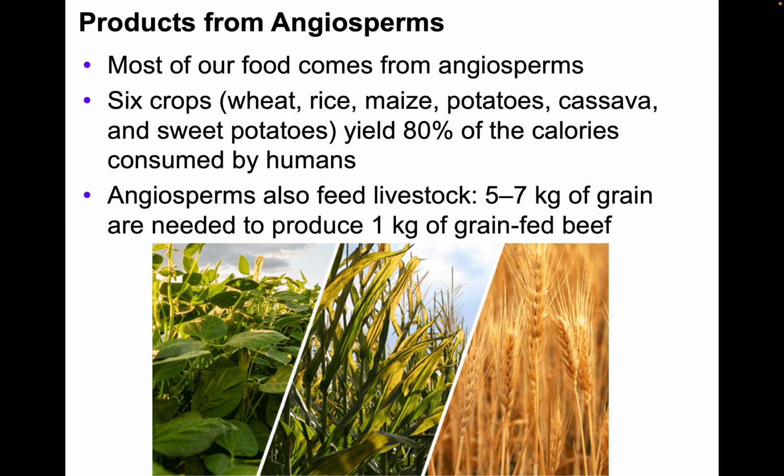Like I mentioned before, a massive amount of products come from angiosperms. Most of the food that we eat that is not animal-based comes from our 6 major crops: wheat, rice, corn, maize, potatoes, cassava, sweet potatoes. It's 90% of the 80% of the calories consumed by humans.